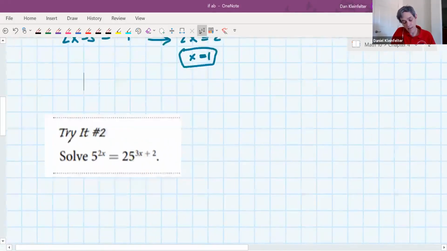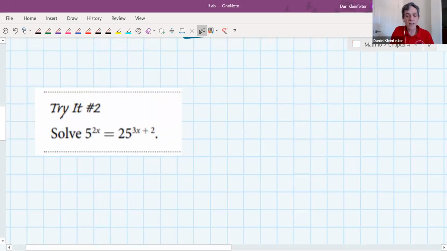It says solve 5 raised to the 2x power equals 25 raised to the 3x plus 2 power. What we're going to want to do is try to rewrite both sides as powers of the same thing, and I think all of us are going to pick out 5 for that. The left side is already 5 raised to the 2x power. The right side, 25 is 5 squared, so I'll rewrite 25 as 5 squared, still raised to the 3x plus 2 power.